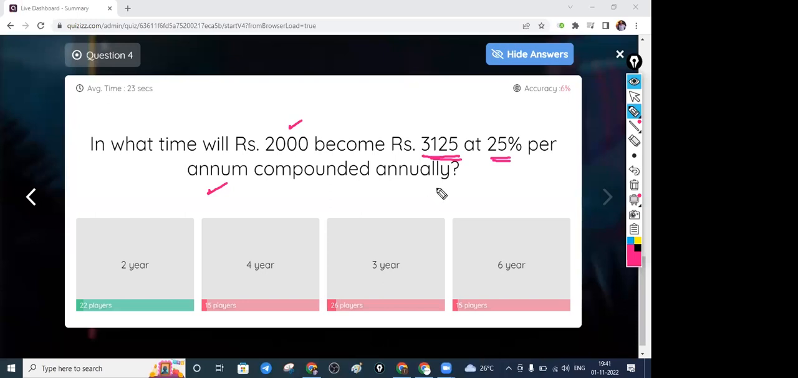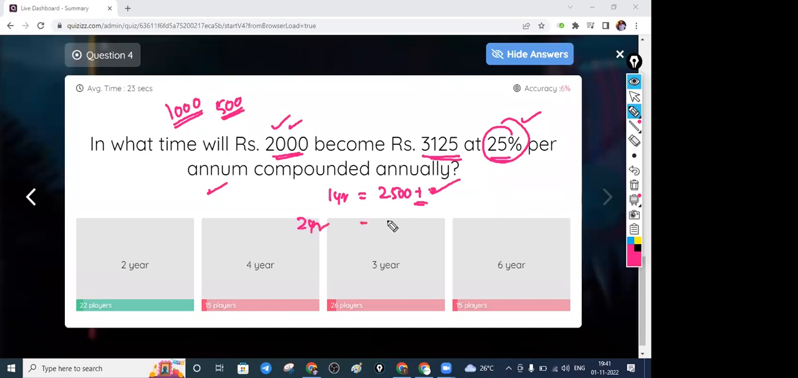See here, what is 25% of 2000? What is 50% of 2000? 1000. Okay, 25% will be 500. So at the end of 1 year, it will be 2000 plus 500, 2500 plus extra. At the end of the second year, add another 500, it will be 3000 plus extra. Third year, it will be 3500 plus extra. Here the value is 3125, which is clearly after 2 years, we'll get 3000 plus extra. So 2 years should be the right answer.